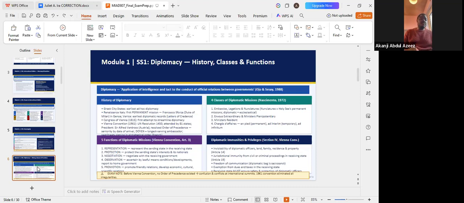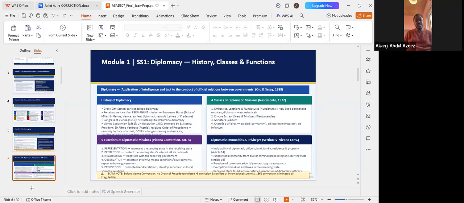From the slide I'm showing you, you can see that it says diplomacy is the application of intelligence and tact to the conduct of official relations between governments.